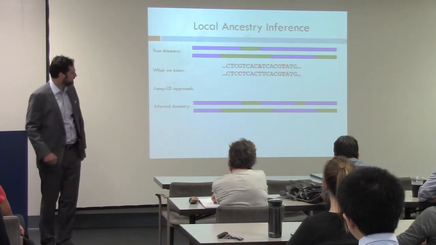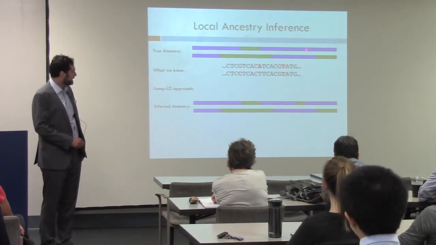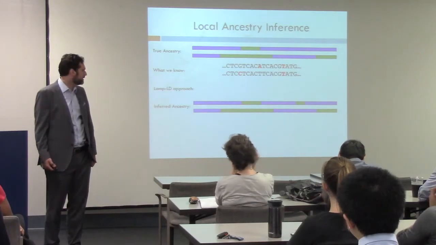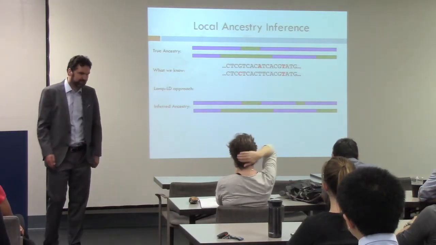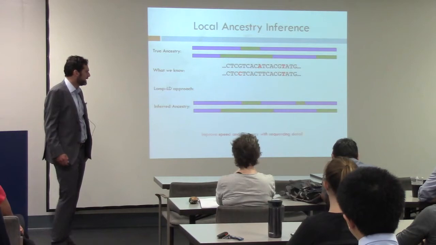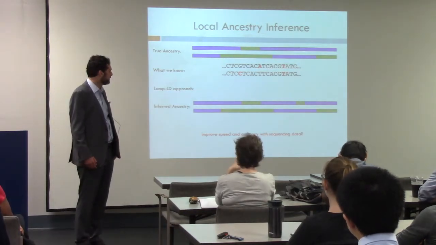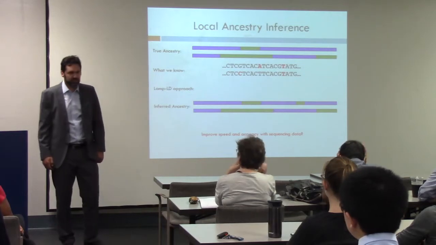But as you can see right here, it's not exactly what the true local ancestry is. While this method's very accurate, one of the questions we need to ask is, can we do better? Can we make a more accurate method, and also a method which is faster? Because this one can take a long time to run. So that's what my first project's looking at.